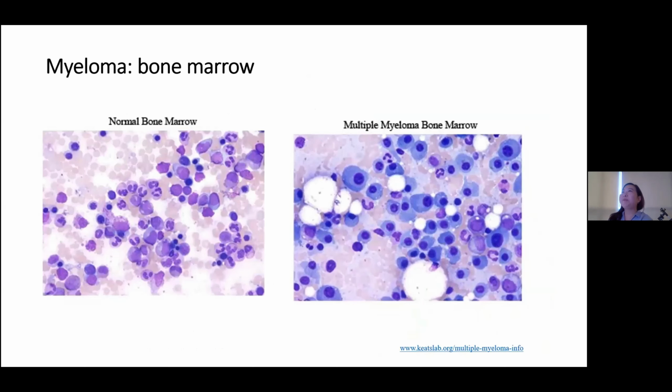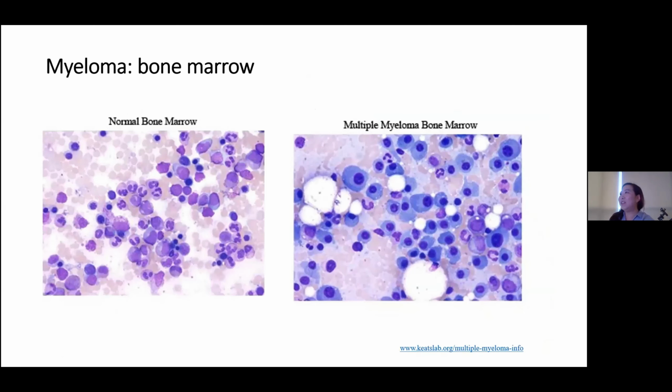All right. So just to show you some morphological findings in the bone marrow. In normal bone marrow, usually you have different cell types, and in multiple myeloma, you have proliferation of plasma cells that look very abnormal with expanded basophilic cytoplasm, and you can see this hof that signifies the plasma cells.